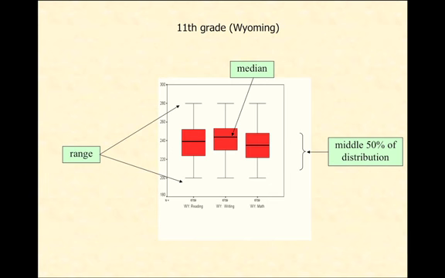So, for example, here are some box plots of some scores from 11th grade Wyoming kids. Now, in this you'll see that our range goes from approximately 200 to approximately 280. Our median is noted with the black bar in the middle of the red box. And the red box shows us the range of the middle 50% of all kids that took the test.